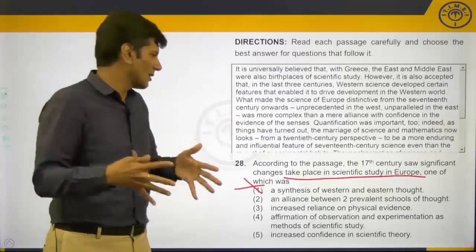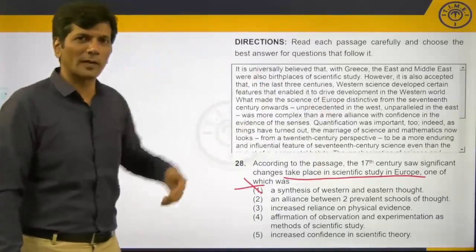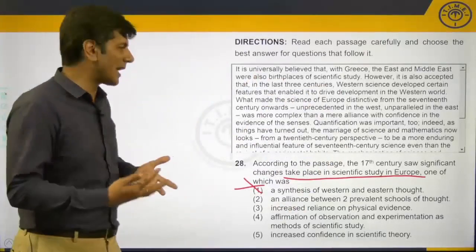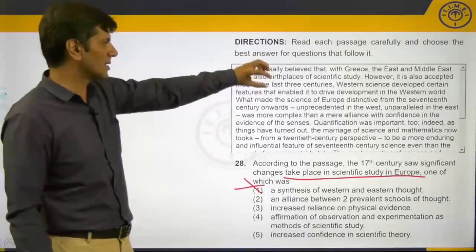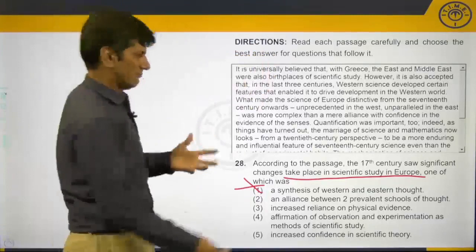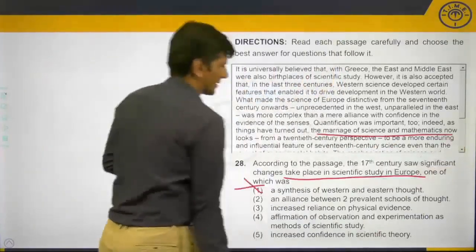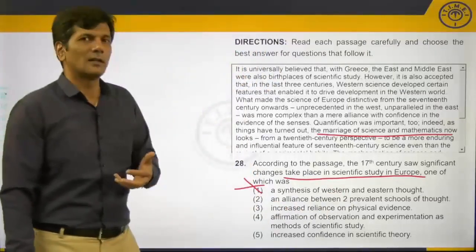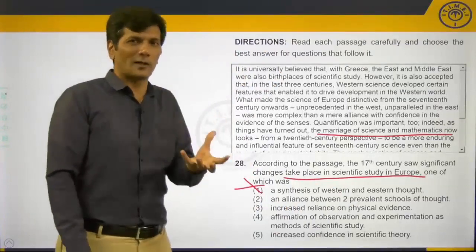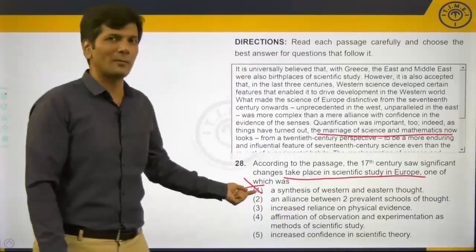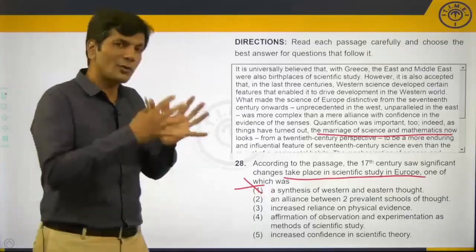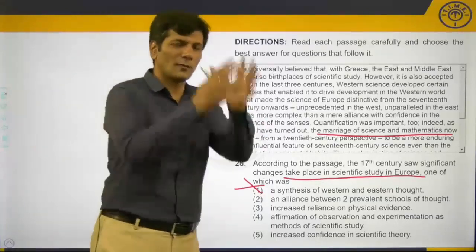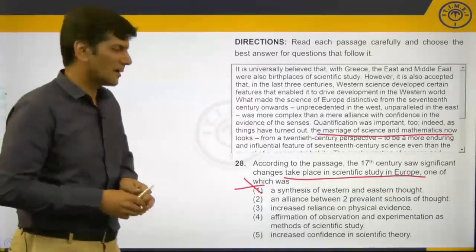So it was not an amalgamation or a synthesis of both the different kinds of thoughts. An alliance between 2 prevalent schools of thought. What was the alliance? If you look at the context, the alliance that the author talks about is the marriage of science and mathematics. Now, an alliance between 2 prevalent schools of thoughts. Now, these are not 2 prevalent schools of thoughts per se. So this may be a very, very tempting answer choice for us to zero in on, but these are not two different schools of thoughts. These are just two different areas of study which sort of gave the impetus for scientific advancements.